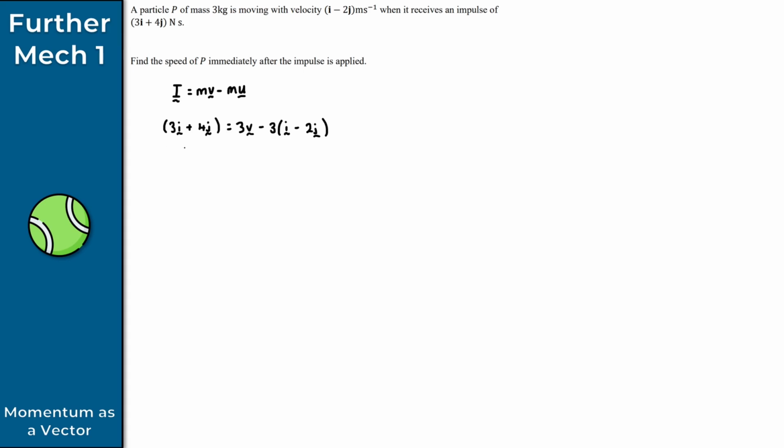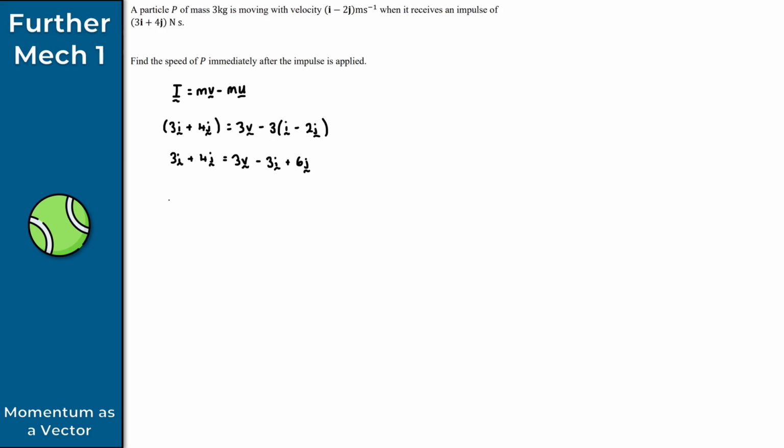So I've got 3i plus 4j on the left-hand side is equal to 3v, so minus 3 times i is minus 3i, and minus 3 times minus 2j is plus 6j. So just be careful with your signs, right? Let's keep the 3v on the right-hand side, but take the minus 3i and the 6j over to the other side. So I'm going to add 3i and subtract 6j off both sides here.